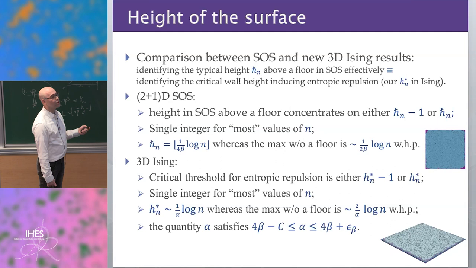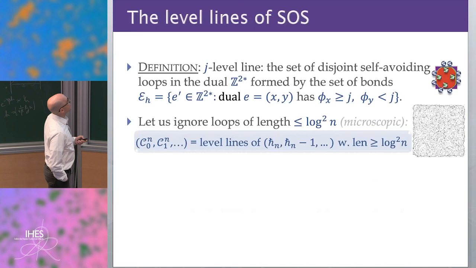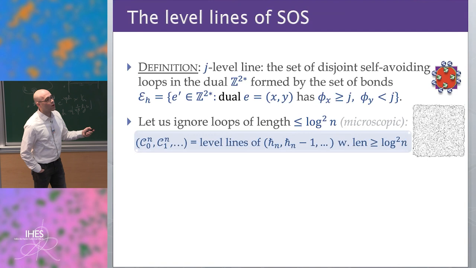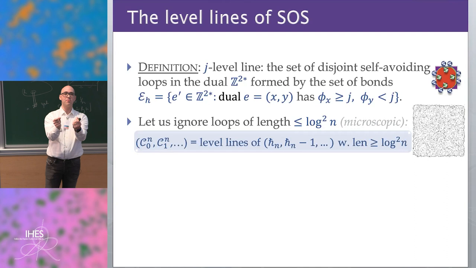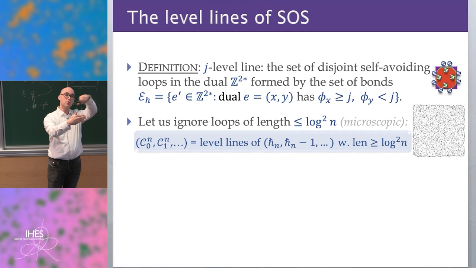Okay, so first I have a slide defining the level lines. The level lines in SOS are what you expect them to be. If you want to understand the level line at level 10, you put a dual edge if you have two neighboring sites and one of them is at height at least 10 and the other is at height less than 10. So you get a collection of edges. These close into loops because the boundary condition is zero. They have no choice but to close into loops. So you have a loop ensemble. That's called the level 10 loop ensemble or the 10 level line.